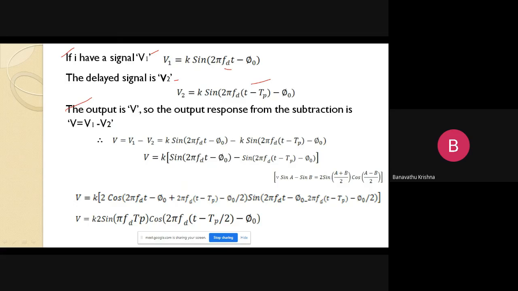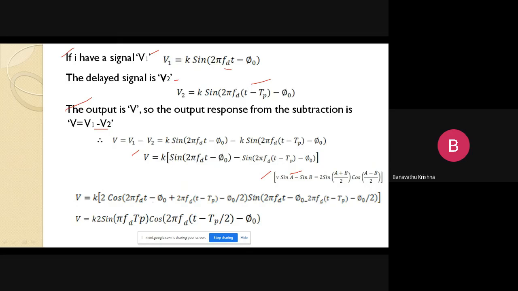So the output response from the subtraction is V equal to V1 minus V2. Substituting these values in this equation, we get this response. But we know from the trigonometric formula that sine A minus sine B equals 2 cosine and sine terms. Based on this concept, we can derive the above equation.